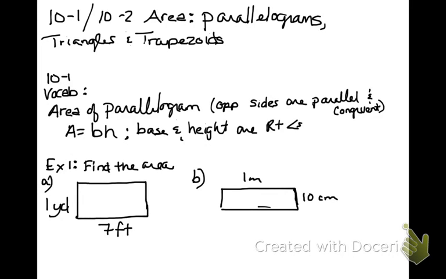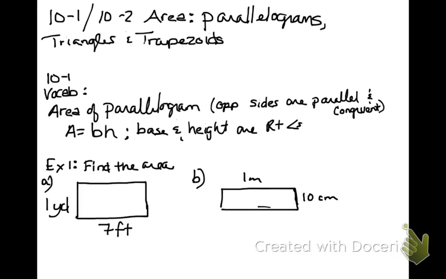Today's lesson is areas of parallelograms, triangles, and trapezoids. There are two lessons put together for certain classes. So 10.1 is about parallelograms and 10.2 is about triangles and trapezoids. So example 1, we're going to start with example 1, 10.1.